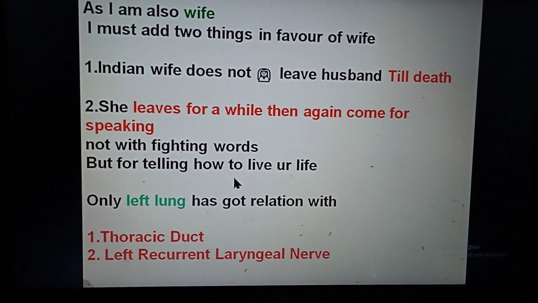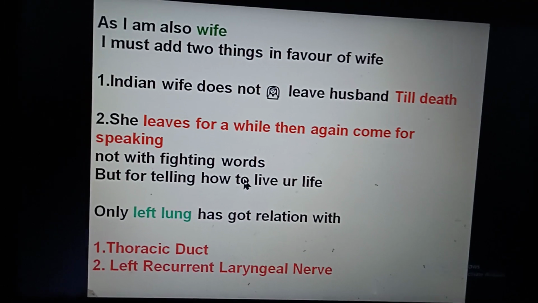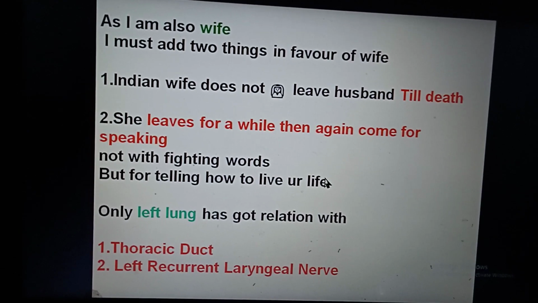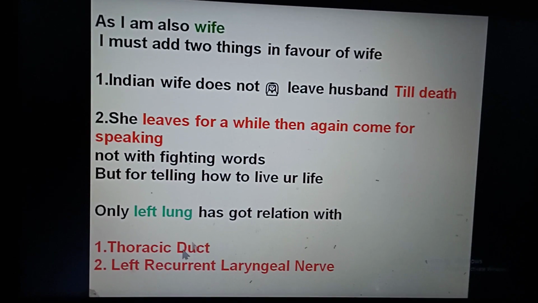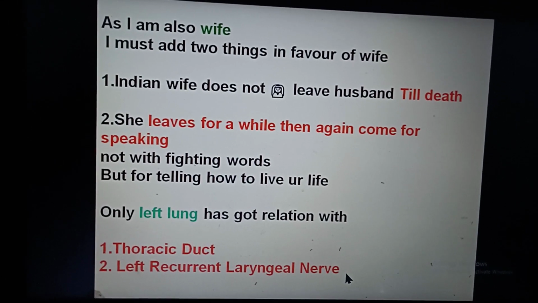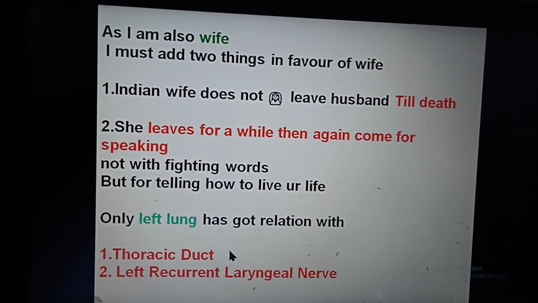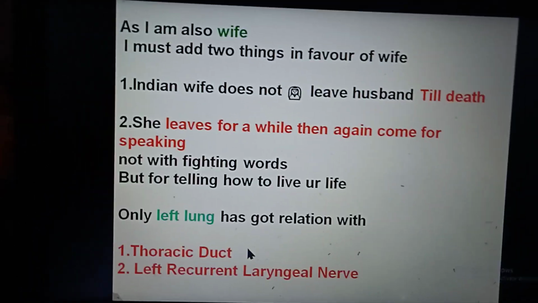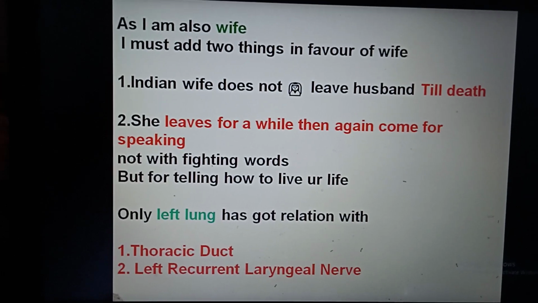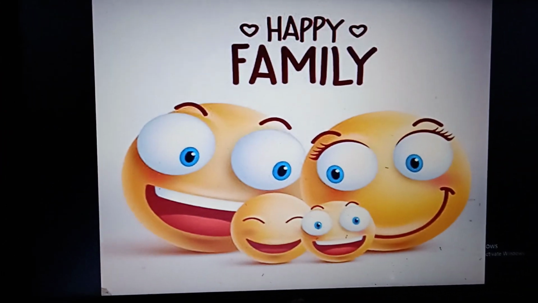So TD, that is thoracic duct. And leaves for a while, that is left. Again comes, that is recurrent. For speaking, that is laryngeal nerve. So these two are additional items which are in relation, not impression, in relation with the left lung. Happy family.